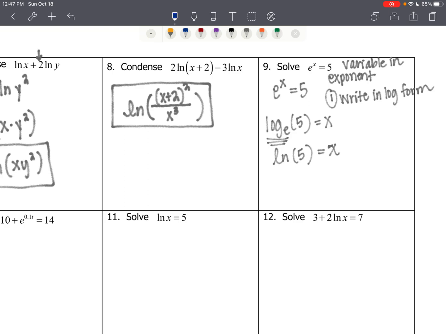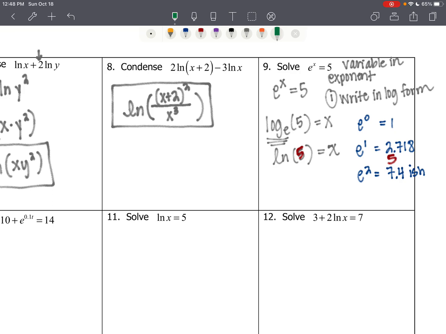So I was thinking e raised to what power? Well, e raised to the 0 power is 1. E raised to the first power is about 2.718-ish. E raised to the second power is about 7.4-ish. That's about as far as I know that one, right? So where would 5 fit? 5 is going to fit between e to the first and e to the second. So I'm thinking it's somewhere between 1 and 2 for my exponent.